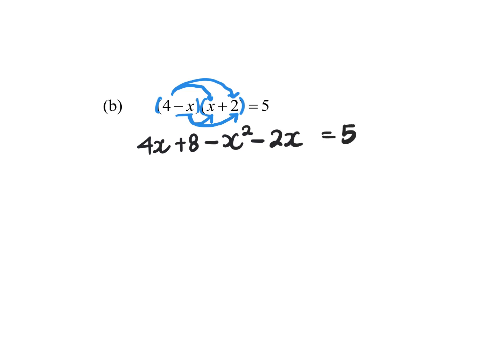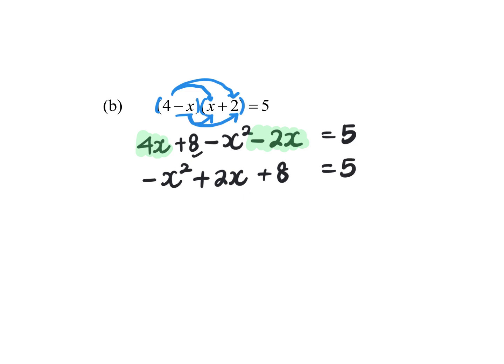Okay, let us rearrange our equation. I want x squared, x, and then number. So how many x squared? Negative x squared, followed by our x term. I have 4x minus 2x. That gives me a total of positive 2x. Followed by the only number over here, this is 8, equals to the number 5.